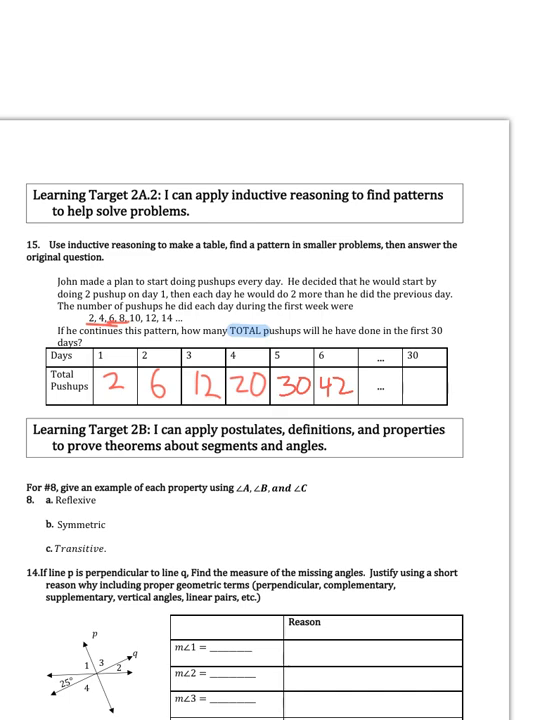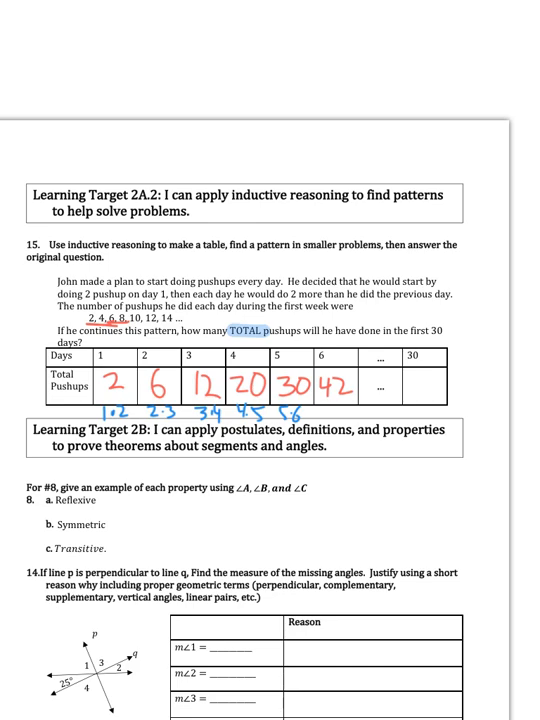There's a pattern, something special about these numbers. 2 is like 1 times 2. 6 is like 2 times 3. 12 is 3 times 4, and 4 times 5 is 20. See the pattern there? So we're taking the number of days, 1 times 2, then 2 times 3, the number of days times that plus 1. So it's always the number of days times 1 more.